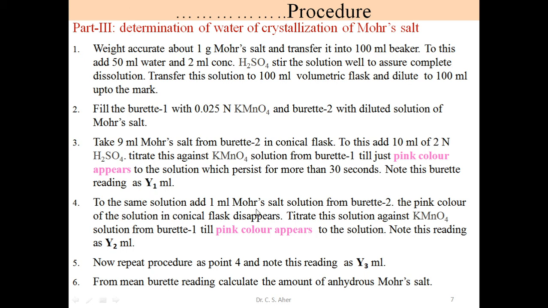In the same flask, again we add 1 ml Mohr salt solution. The pink color disappears. Again titrate with KMnO4 till the pink color appears. We note it as Y2 ml. Similarly, we get Y3 ml for another 1 ml of solution. From the mean burette reading of Y1, Y2, Y3, we calculate the amount of water of crystallization.